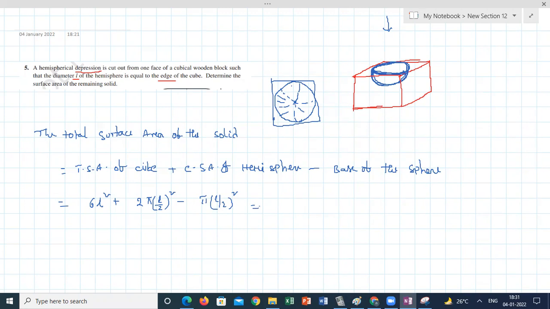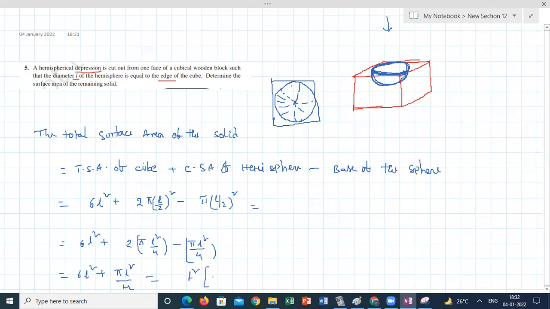Guys, anyone got the answer? Six L square plus 2 pi L square by 4 minus pi L square by 4. So 6L square plus, 2 times pi L square by 4, 1 time pi L square by 4, that is pi L square by 4. If I take L square common, 6 plus pi by 4 square units is the answer.